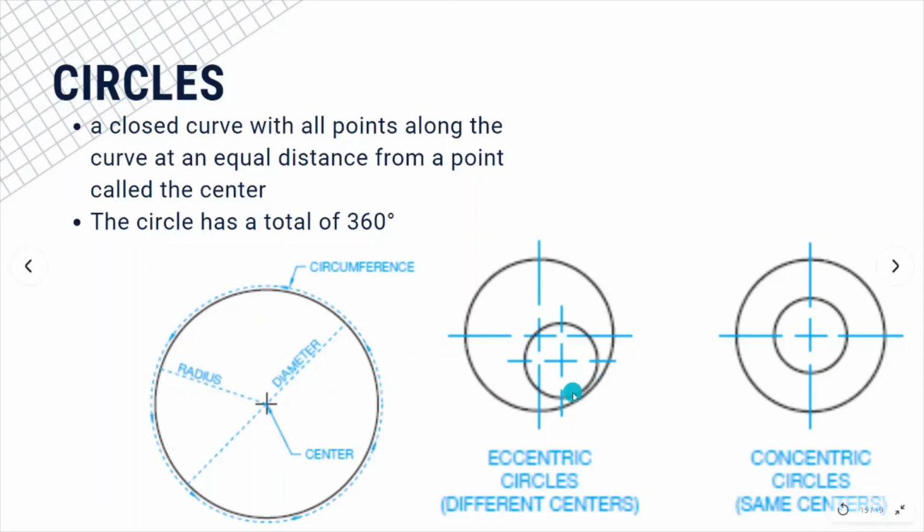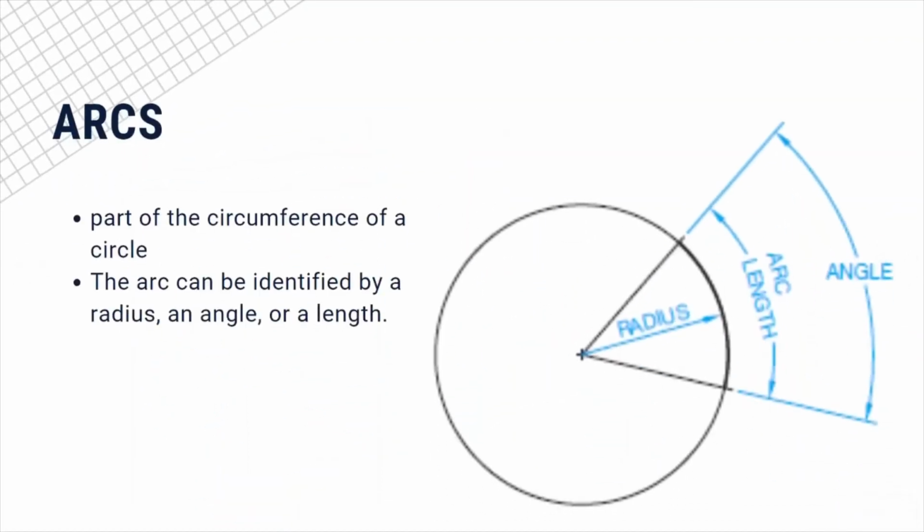So when we have circles that are concentric, they have the same center, but if eccentric, they just have different centers. So next, arcs. These are part of the circumference of the circle.